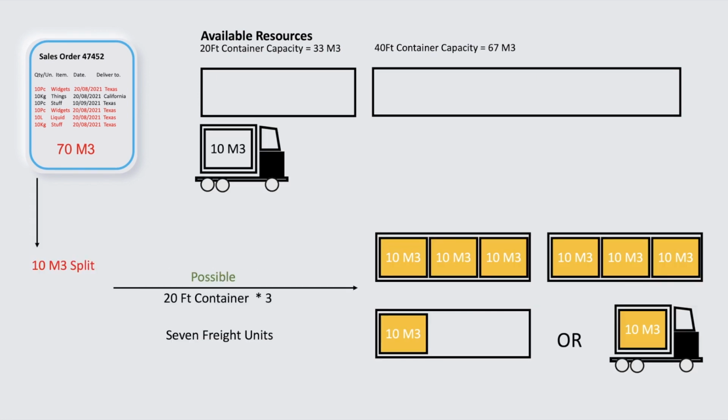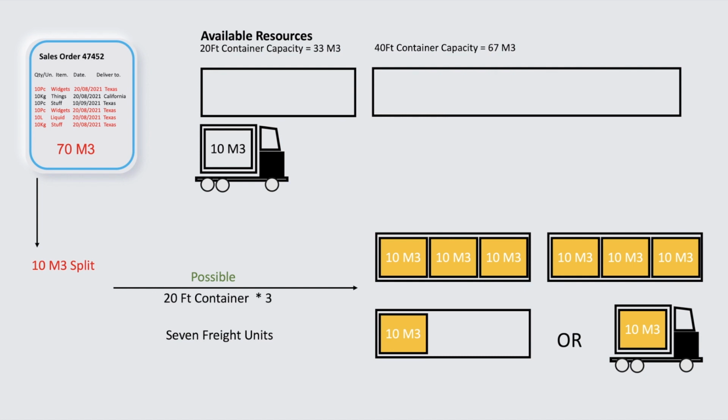Lastly, I'm also now going to introduce for that same sales order a third transportation resource, which is a rigid that has a capacity of, say, 10 cubic meters. So in addition to my two containers, 20 and 40-foot container, I now also have my carrier saying, well, we can also provide you a rigid that has a capacity of 10 cubic meters.